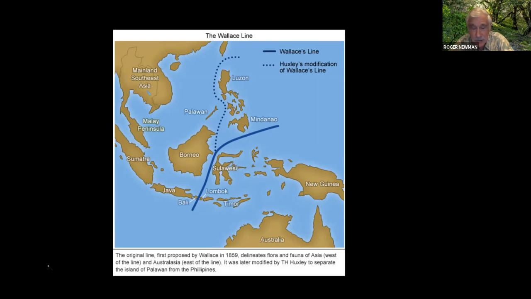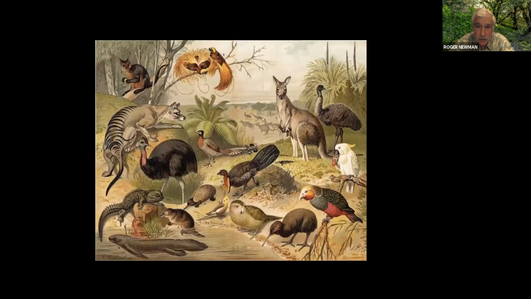But anyway, Wallace's line divides two faunal provinces. What that means is, to the southeast of this line are the animals that you would find in Australia and New Guinea, like kangaroos. And to the northwest of the line are placental mammals that you would find in Asia or in Europe, in Eurasia. Here's a picture of some of these animals.